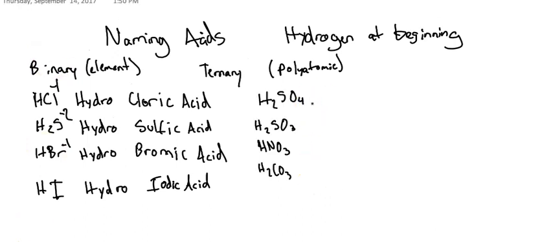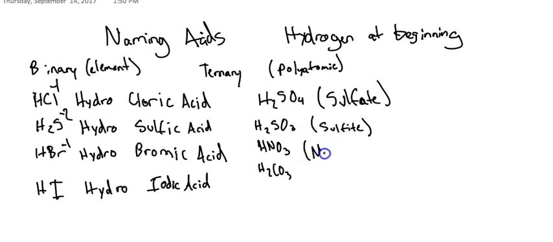So now we're ready for the ternary compounds. Ternary acids, sorry. And our first one, the first thing we want to do is look at what polyatomic we have. So for this one, we have sulfate. For the second one, we have sulfite. For the third one, we have nitrate. And for the last one, we have carbonate.